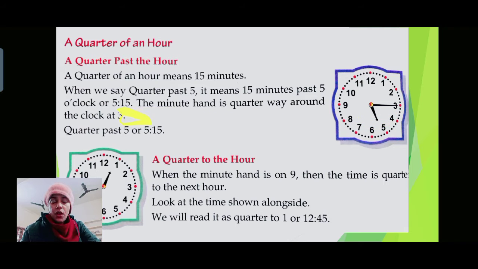Now see, when we say quarter past 5, it means 15 minutes past 5. That means the clock has already passed by 15 minutes. Understood children? 5 o'clock or 5:15. The minute hand is a quarter of the way around the clock, at 3. Quarter past 5 or 5:15.